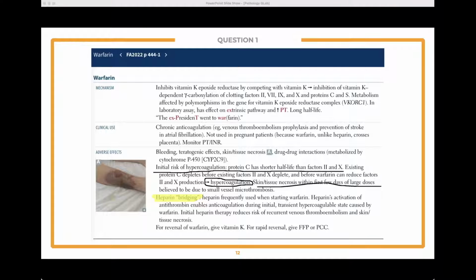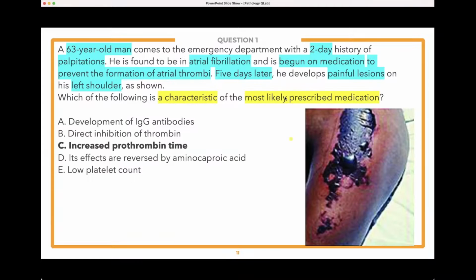So he's at an increased risk of hypercoagulation. So if we take a look at our question, we have now deduced that the most likely medication is warfarin. And we know that one of the characteristics of warfarin is increasing prothrombin time. Okay. Now the other answer choices are getting at other medications.